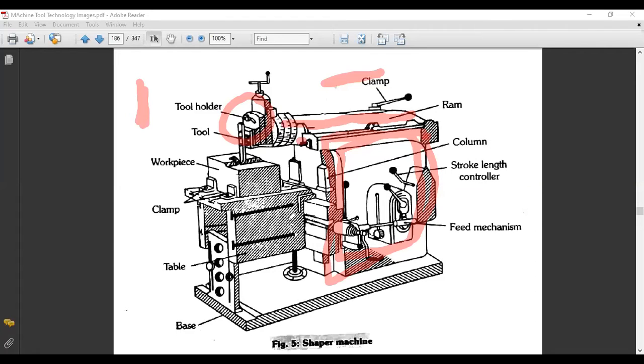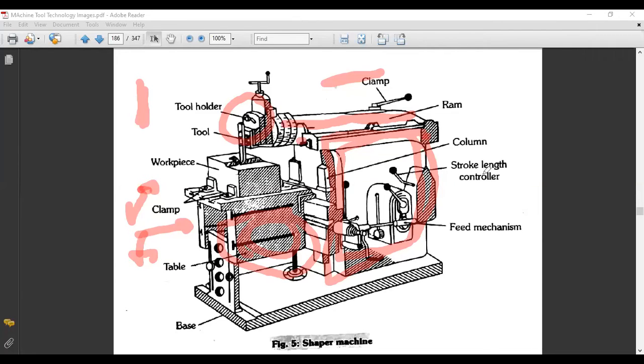Another part is the table. The table can move in the upward and downward direction. It can be moved in the horizontal direction, in this direction, and it can move in the vertical direction. That is, XYZ positioning can be done by the table. It has six degrees of freedom in general, but rotation is not allowed in this table. It only moves vertically and horizontally: XY in the horizontal and Z in the vertical direction.